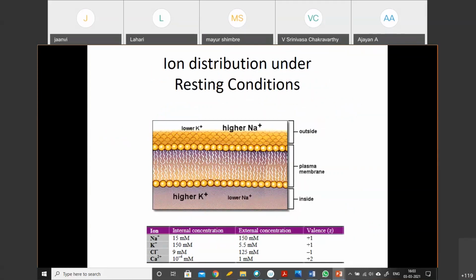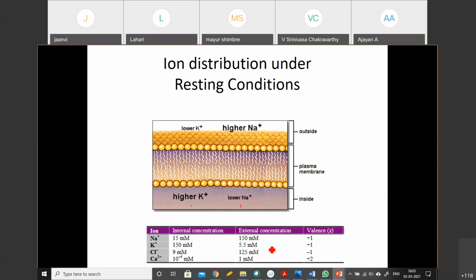Now, different ions are distributed differently across this membrane. For example, if you look at sodium, the sodium ion concentration is high on the outside of the neuron compared to the inside. So higher sodium outside, lower sodium inside. Whereas for potassium, it is the opposite. Potassium is higher inside and lower outside. So roughly the values of the concentrations are given here.